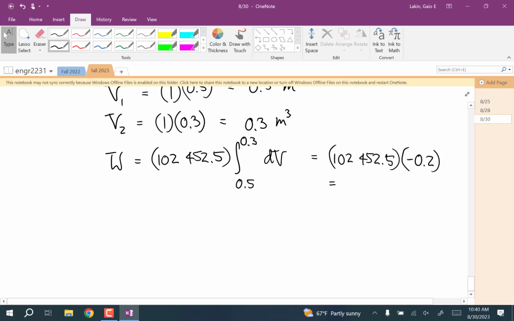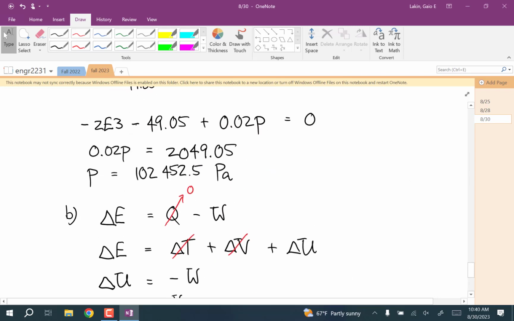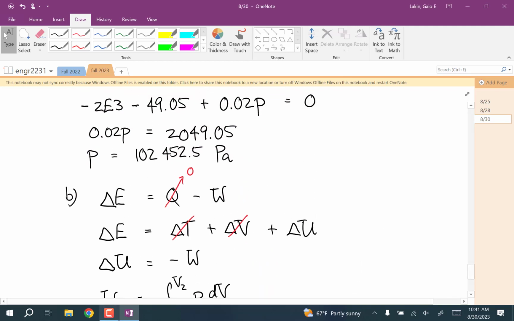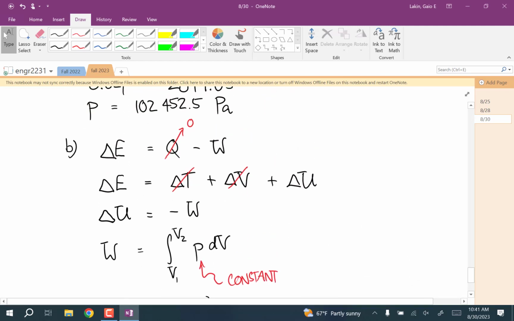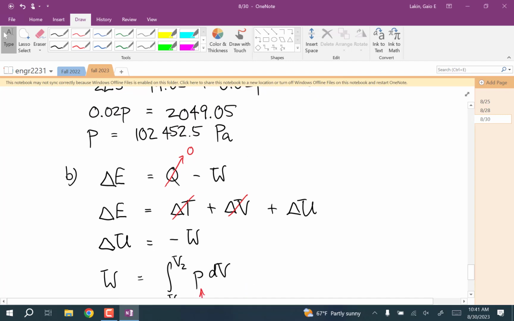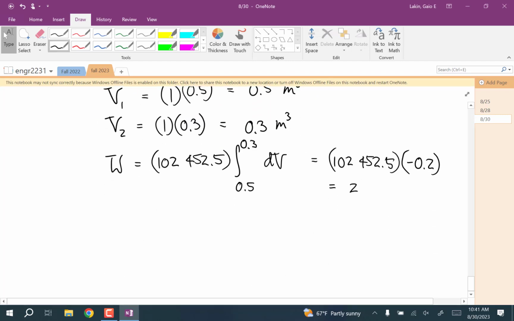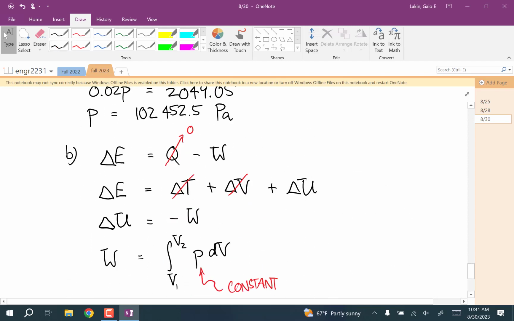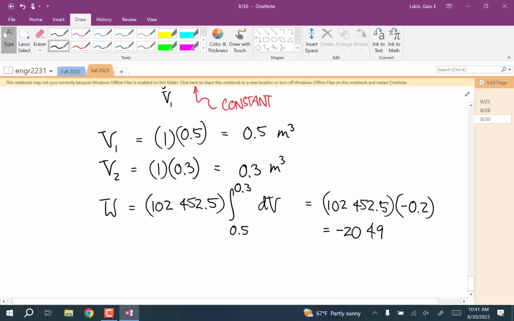Can someone tell me what that is? Ooh, it's going to be this thing, right? Yeah, negative 20,490.5. Is that it? Yep. Okay, so that's W.